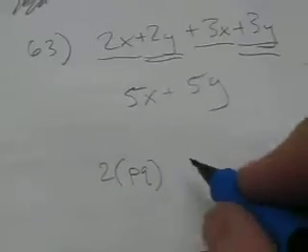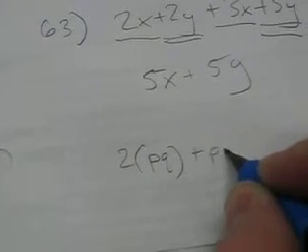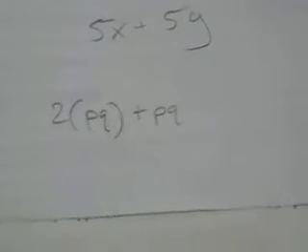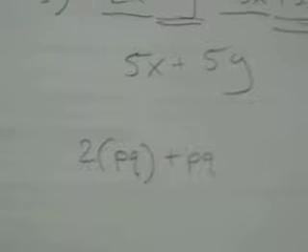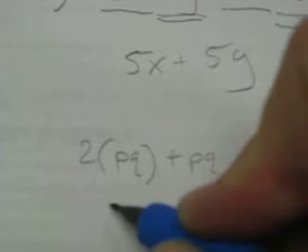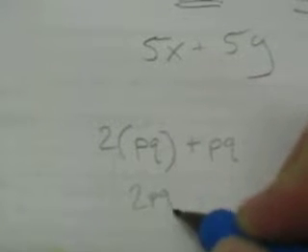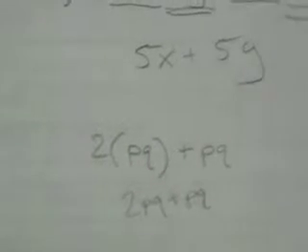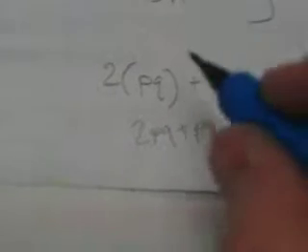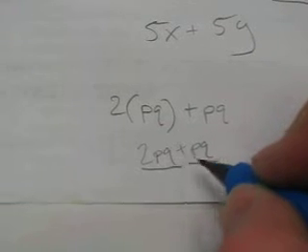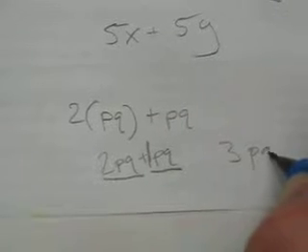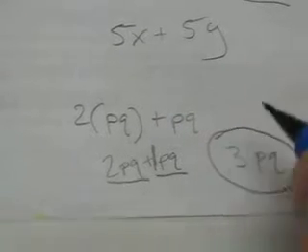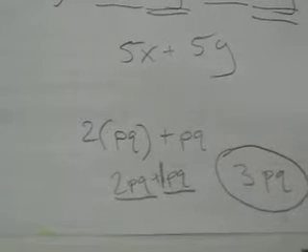Then if we look back at the problem, increased by PQ, so we need to add plus PQ. Alright, so if we write that in simplest form, then 2 times PQ can just also be written as 2PQ. Then if we write this in simplest form, it's going to involve us combining like terms. If we add these 2 terms, 2PQ plus PQ, which is the same thing as 1PQ, then we get 3PQ. So this would be our answer in simplest form on number 65.